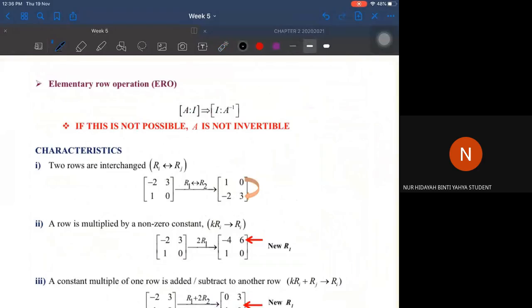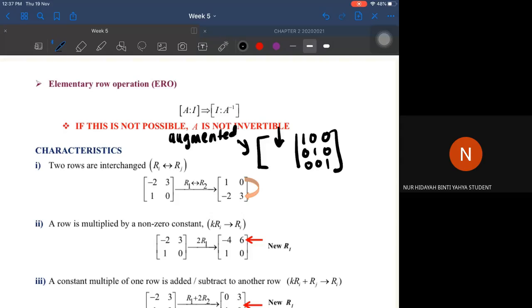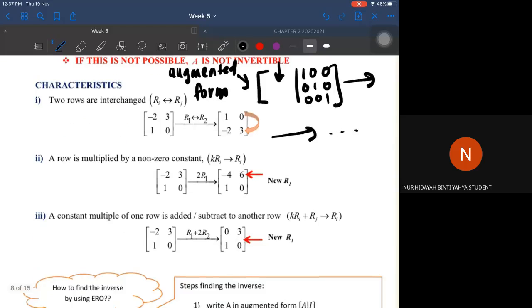So first, awak kena tukarkan matrix yang diberikan pada awak, kena tulis dalam bentuk augmented matrix or augmented form. Apa maksud augmented form ni? So matrix yang you ada akan berada dekat sebelah kiri, dan sebelah kanan ni you akan tulis identity matrix. Okay, so this is augmented form. Boleh tahu term ni? Okay, by using ERO process, you akan buat proses sampai you dapat sebelah kiri ni identity.